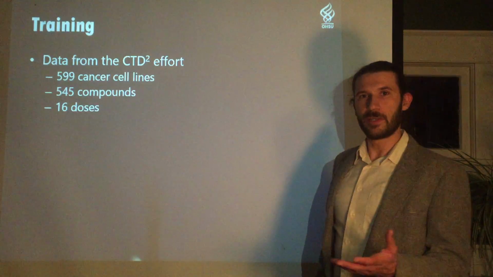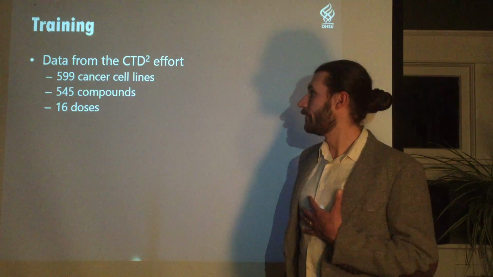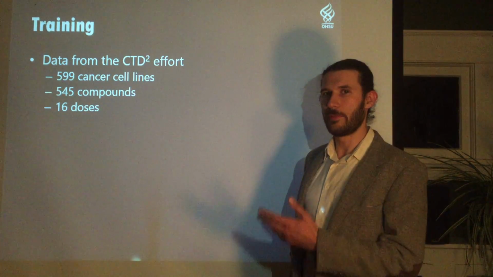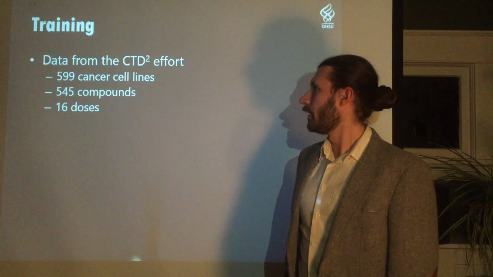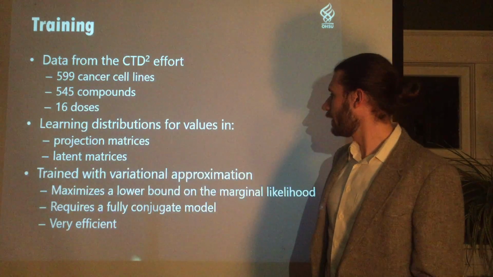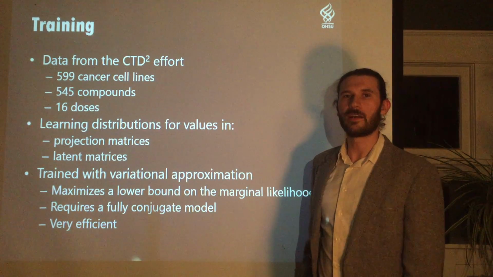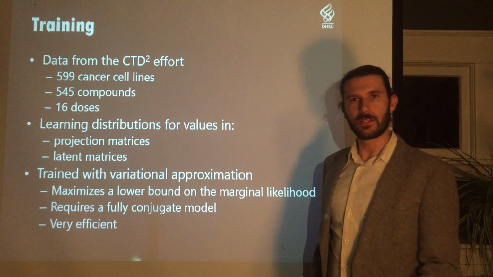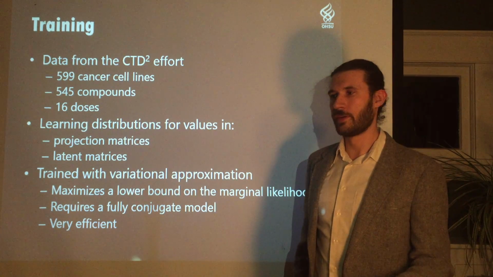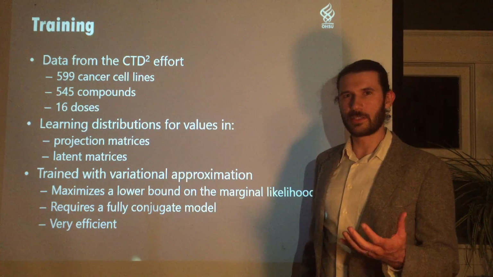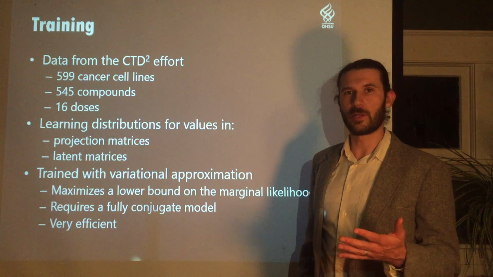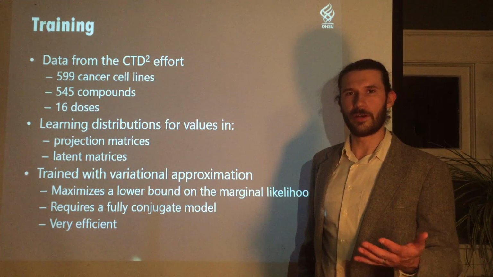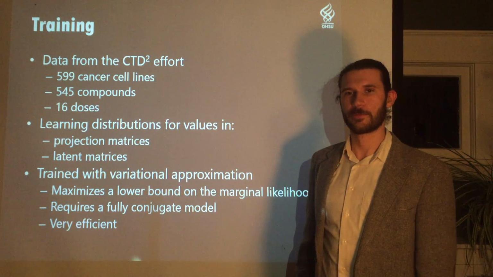So this algorithm is being trained using the largest data set of this type that's been generated yet, from the CTD² effort out of the Broad Institute. And I'm training it using this method called variational approximation, which is much more efficient than Monte Carlo methods, and actually learns the distributions on each one of these values instead of just making a point estimate. So it gives us some measure of uncertainty when making these predictions.